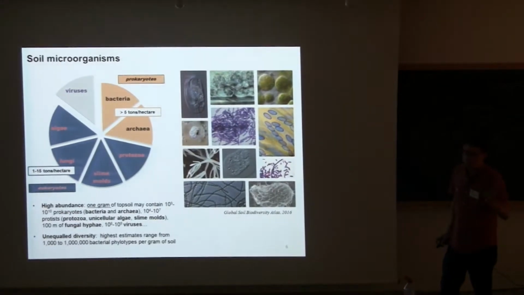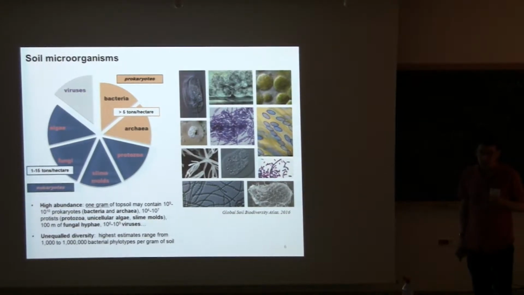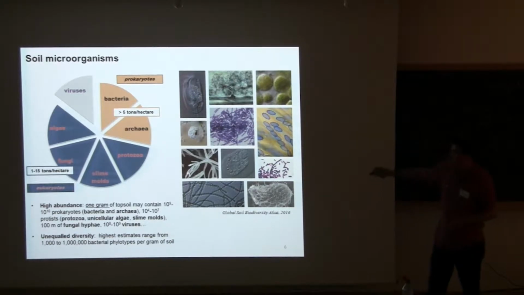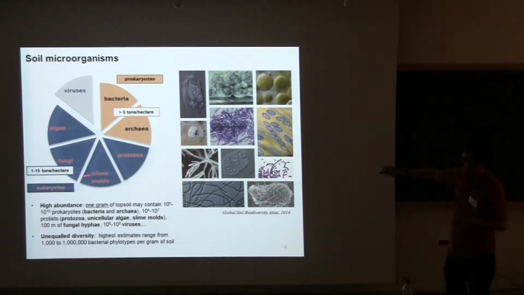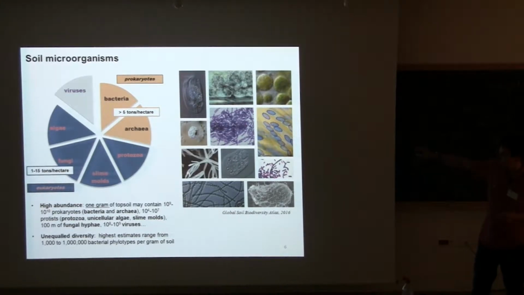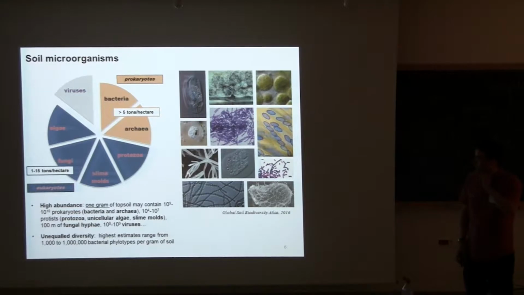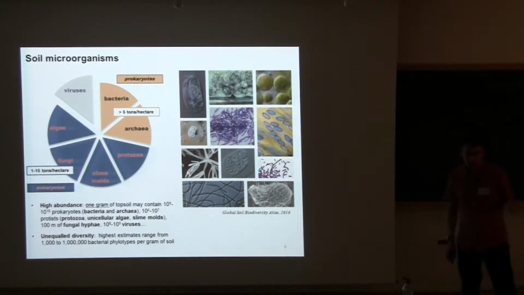But they are pretty abundant, and you can have more than 5 tons of those prokaryotes in a hectare of soil. And then we have a lot of eukaryotes, meaning all the cells that possess a nucleus. You'll find algae and fungi, which are really important. You can have up to 15 tons of fungi per hectare. Then protozoans and slime molds, which are weird creatures somewhere in between fungi and protozoans, just to give you this overview. And last but not least, we have viruses. Viruses are not per se alive, but they are very abundant in soil, and they obviously also play an important role.